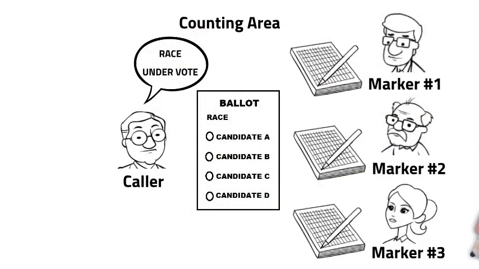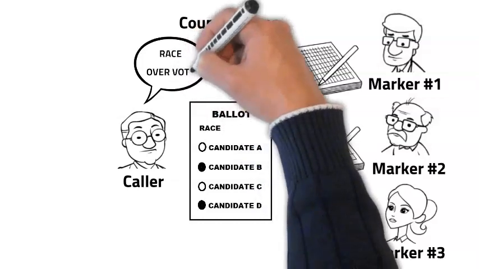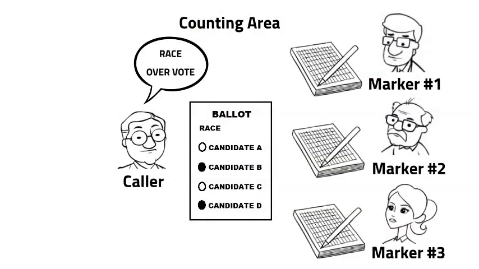If no votes are marked for a specific race, the caller announces, "Undervote." At this time, the markers place a mark in the undervote column of their tally sheet. If more than 1 vote is marked, the caller announces, "Overvote," and the markers make a mark in the overvote column of the tally sheet. The undervotes and overvotes do not count and are recorded so that the total number of ballots are accounted for at the end.